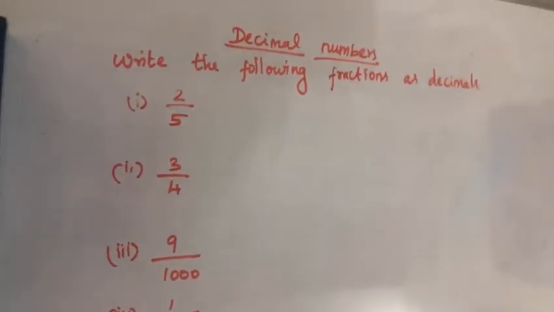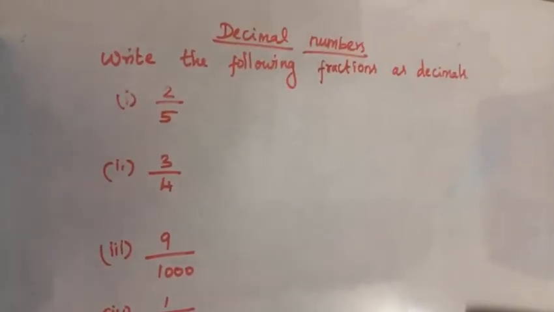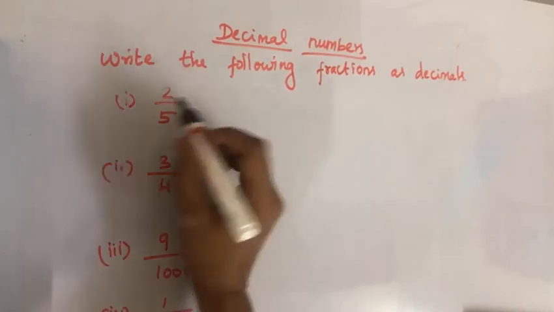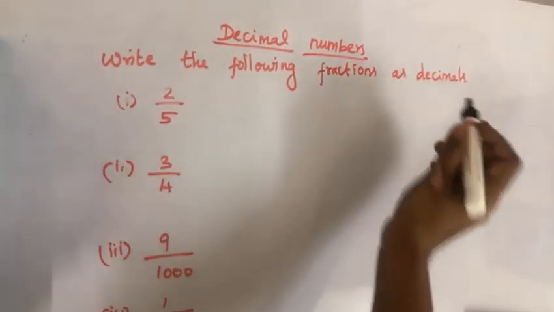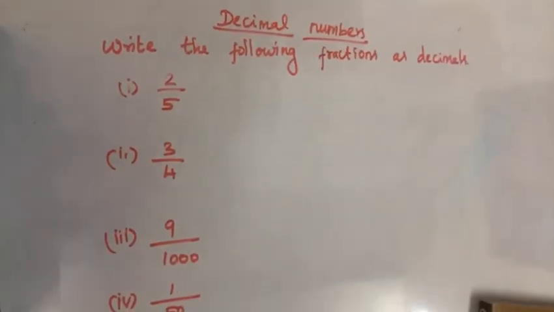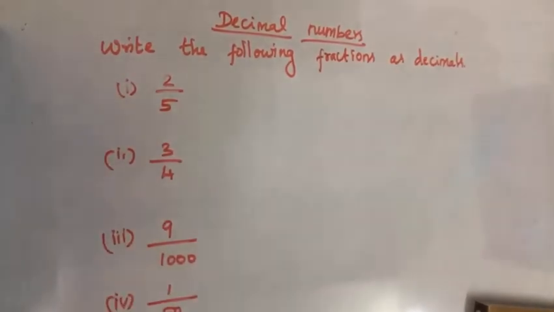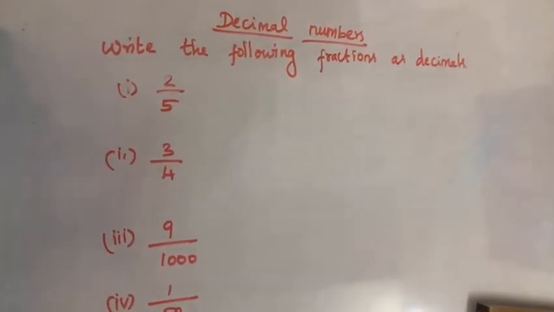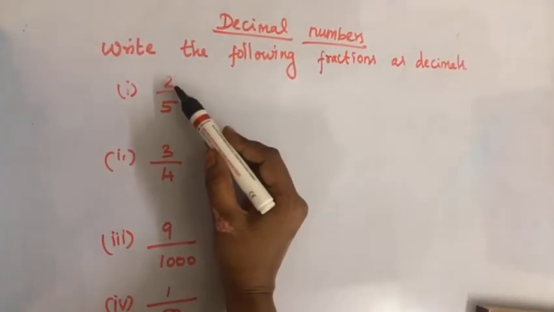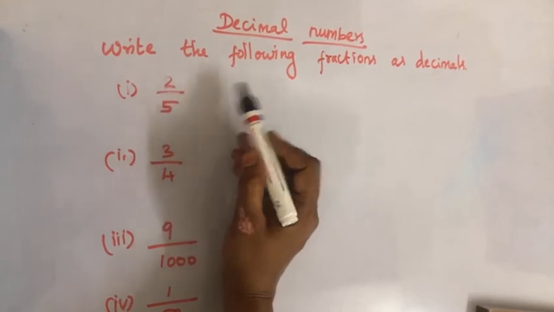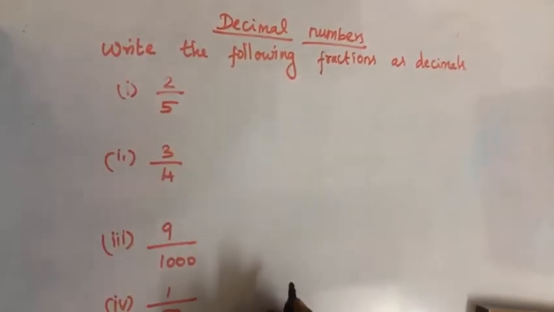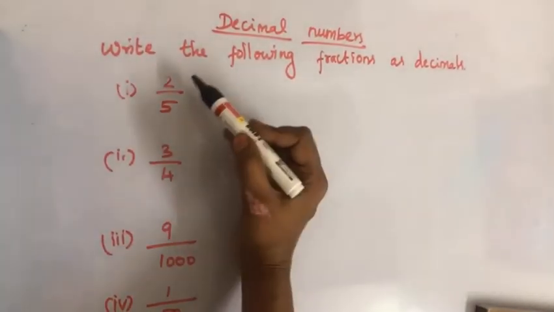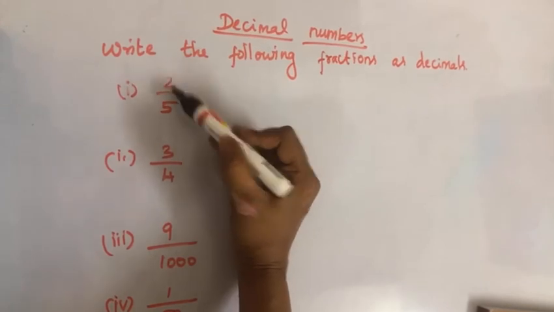So now we are going to continue our lessons in decimal numbers. Write the following fractions as decimals. Here a few fractions are given. We have to write them as decimals. In the previous class we learnt about converting fractions into decimals with a different method, by dividing the numerator by the denominator.